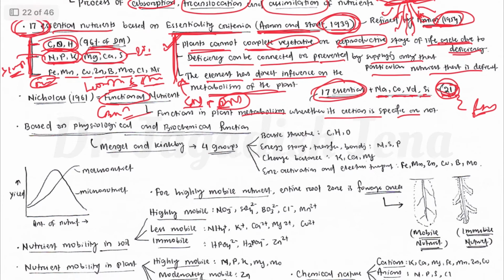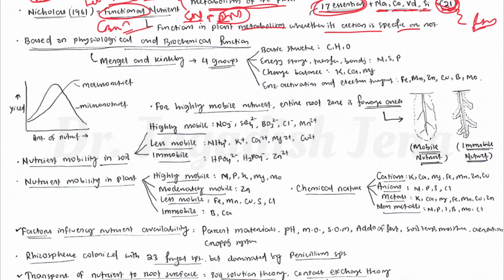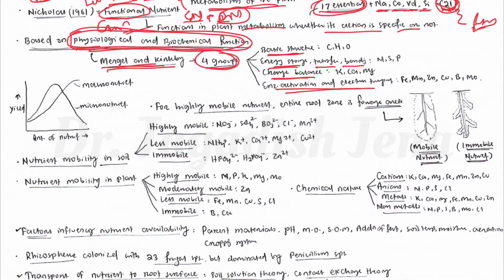Next one is nutrient classification. One classification we just covered, like macronutrient and micronutrient classification. Another nutrient classification is based on physiological and biochemical function. According to this criteria, Mengel and Kirkby classified nutrients into four different groups. Four groups are basic structural nutrient, then energy storage, transfer and bonding, then charge balance, then enzyme activation and electron transport.